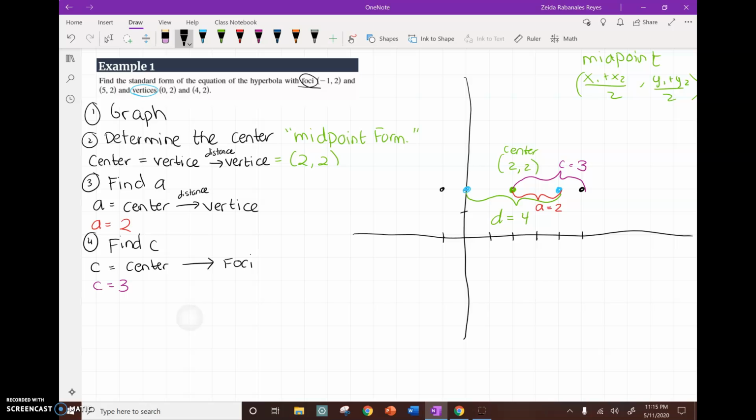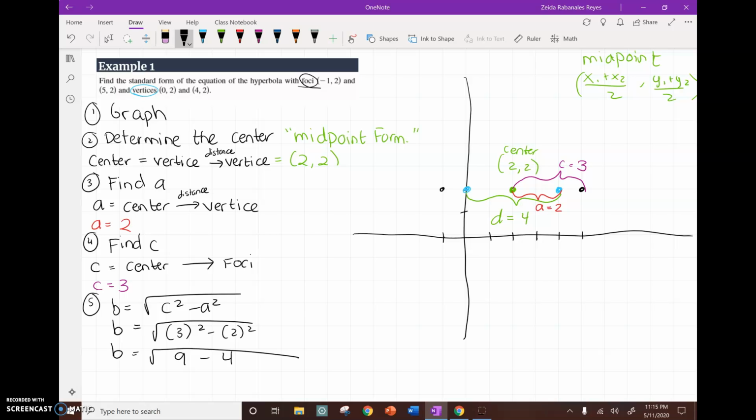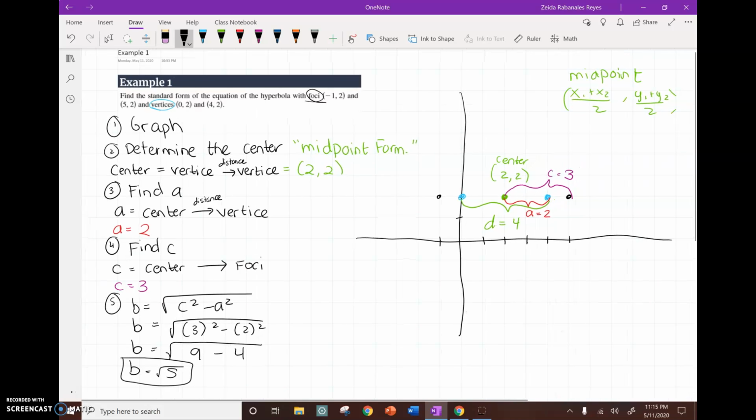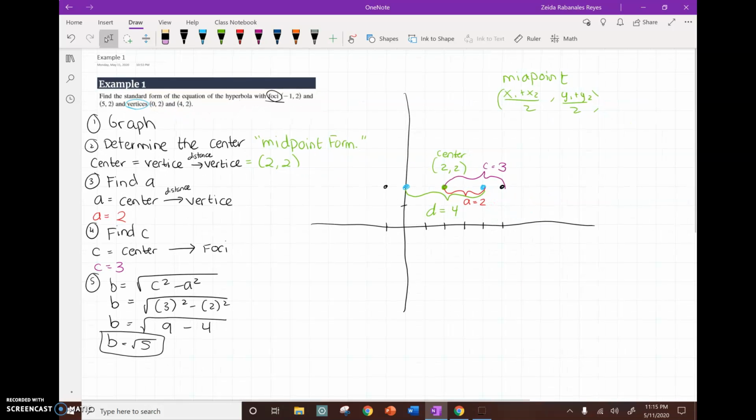because for B, we're just going to use b is equal to the square root of c squared minus a squared. B is equal to the square root of 3 squared minus 2 squared. And b is equal to the square root of 9 minus 4. B is equal to the square root of 5. I'm going to leave it as a square root because it's actually going to save us when we're writing the equation out. So now we're going to write the standard form.